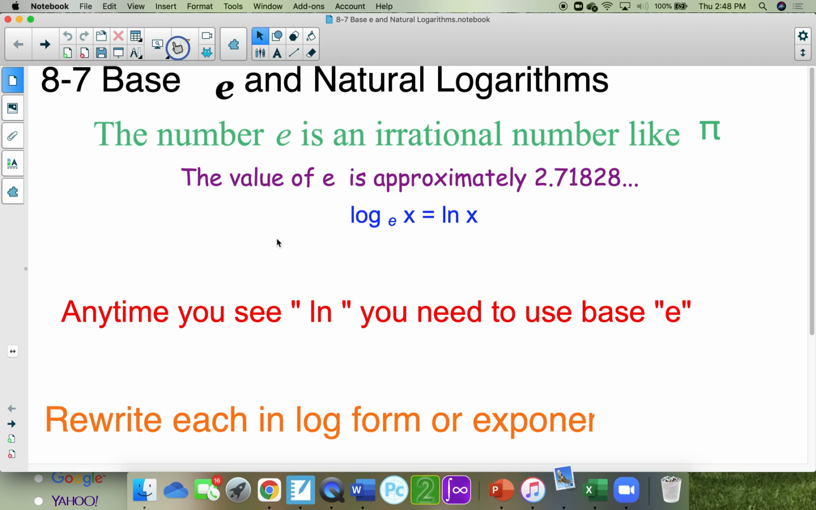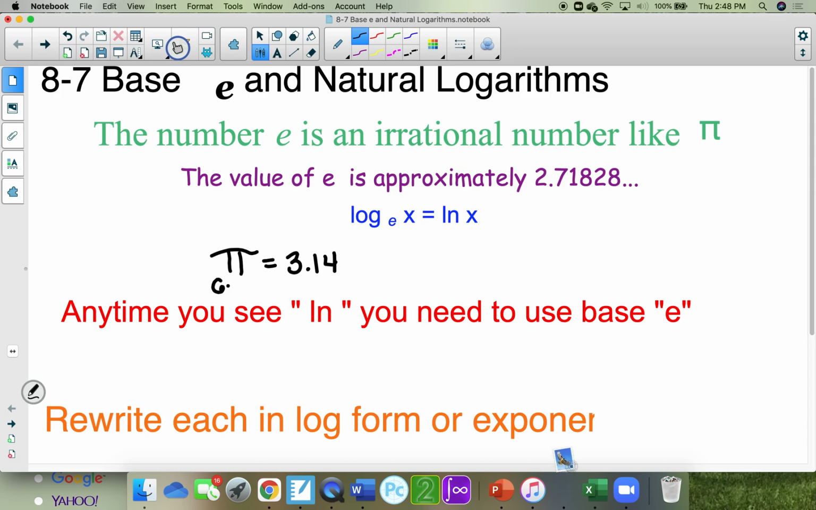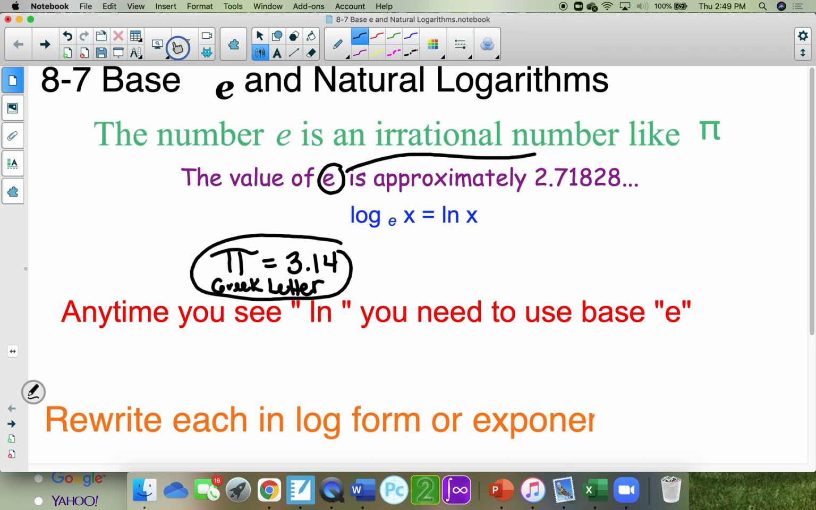Okay, the last section is called a base e. This is kind of confusing, but basically, you guys know that pi in math stands for 3.14, right? Well, this is just a Greek letter, and this Greek letter stands for a number in math. Same thing, the value of e also stands for a number in math. It stands for 2.71828 and it keeps repeating.